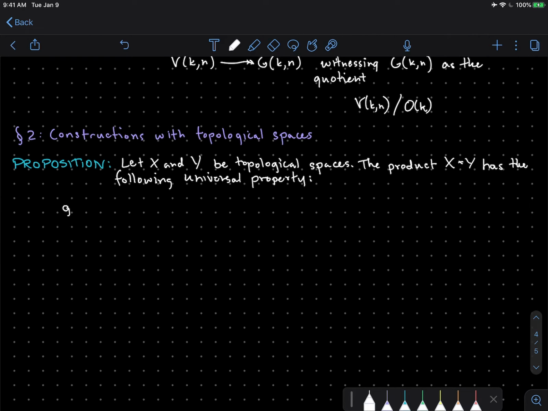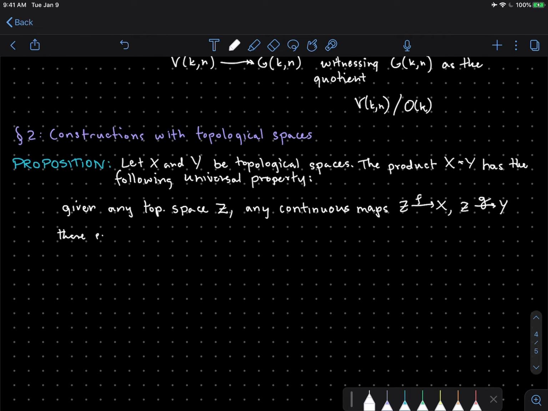This property is that given any topological space Z, and any continuous maps F from Z to X and G from Z to Y, then there exists a unique continuous map from Z to X cross Y. We can call this F cross G. There's a unique continuous map F cross G making the diagram commute.